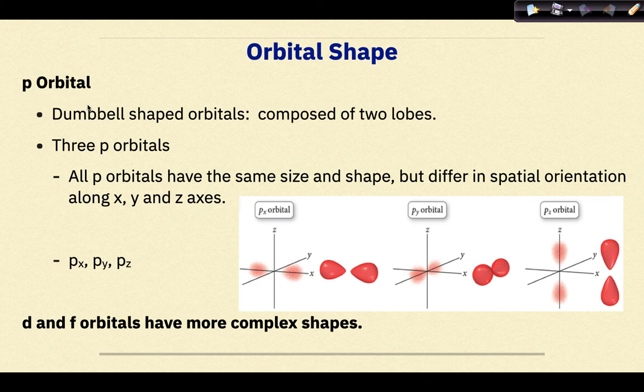The p orbital is a dumbbell-shaped orbital composed of 2 lobes. There are 3 p orbitals. All p orbitals have the same size and shape, but differ in spatial orientation along the x, y, and z axes. So you can have px, py, and pz. The d and f orbitals have much more complex shapes.